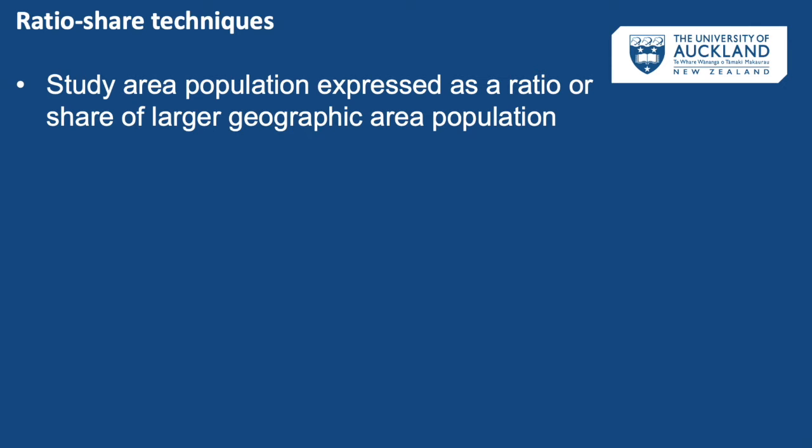Here, study area population is expressed as a ratio or share of the population of a larger geographic area called a parent area. You might employ this method when you have a good future population projection for a large area, like a nation or a region, but you don't have enough data to accurately project the population of a small area. The formula for the ratio share method is a bit more complicated, but it just involves standard arithmetic, and once you know what the variables are, it's pretty easy to apply. So let's go through each one of those variables, and then we'll do another example.